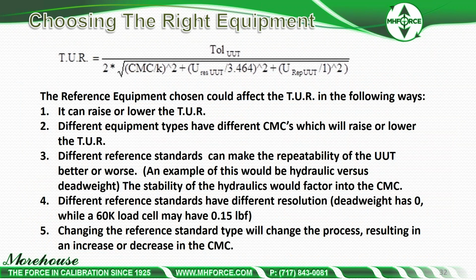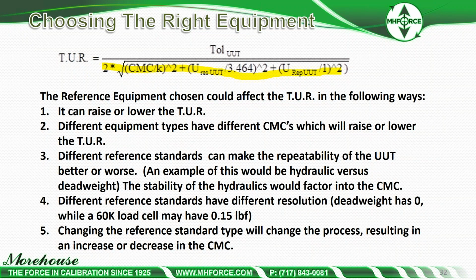So that gets to choosing the right equipment. The reference equipment chosen could affect the TUR in the following ways. It can raise or lower the TUR. Different equipment types have different CMCs, which will raise or lower the TUR. They're in this formula right here. Different reference standards can make repeatability of the UUT better or worse. An example would be, we're using dead weight. That's going to be much better for the most part than hydraulic, because the stability of the hydraulics would factor into the CMC when you do repeatability and reproducibility studies.